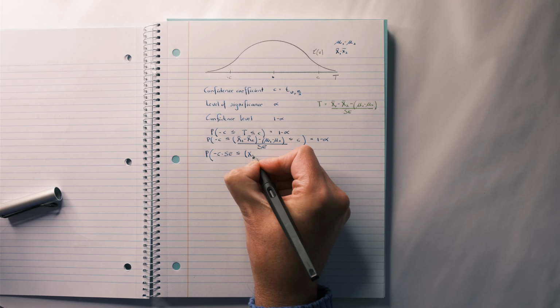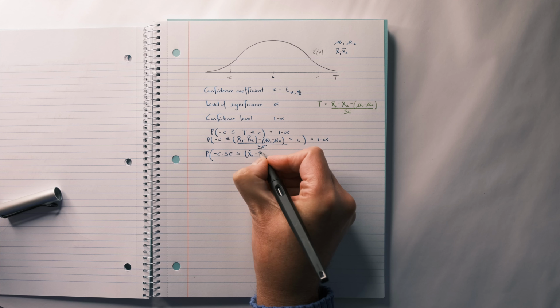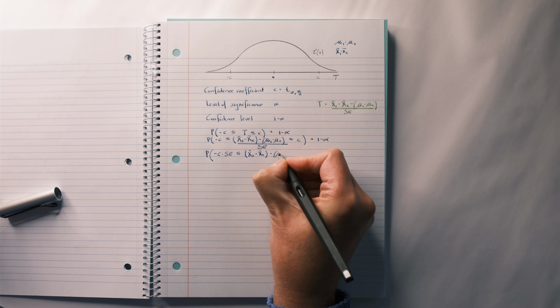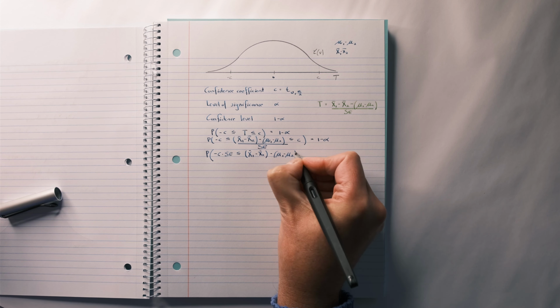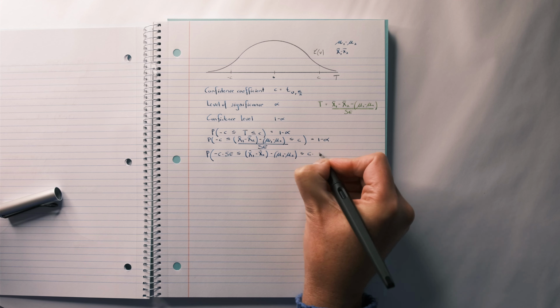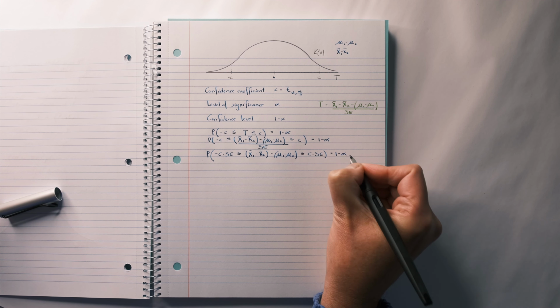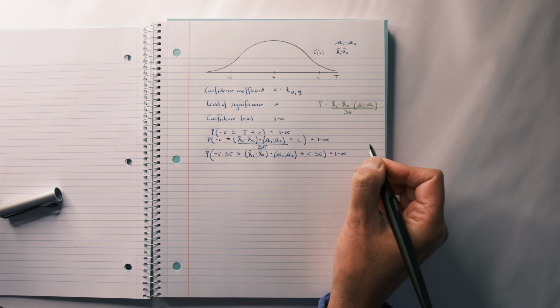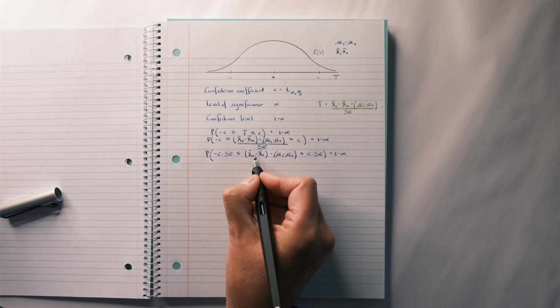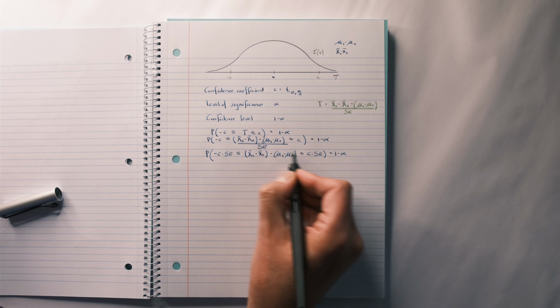So here I'm just left with x bar 1 minus x bar 2 minus mu sub 1 minus mu sub 2 less than or equal to c times, I multiplied throughout by the standard error, and that's still going to be 1 minus alpha. Now what I can do is I can subtract this x bar 1 minus x bar 2 from both sides. And so if I add to that negative this, it'll disappear from this term.